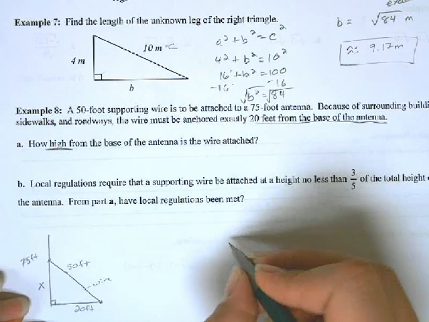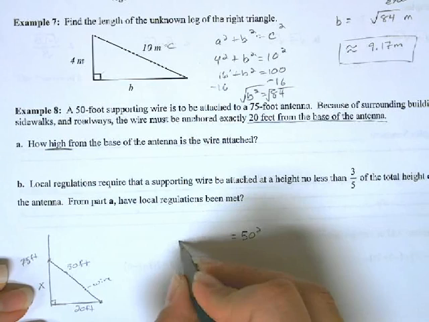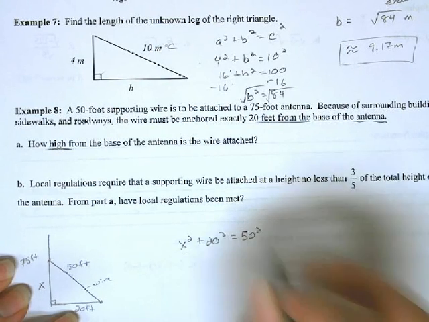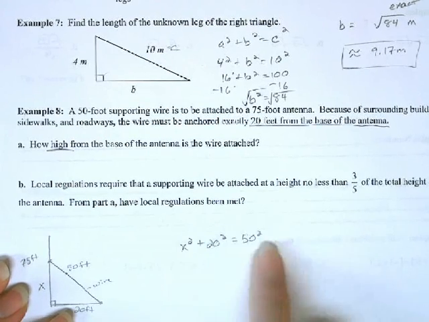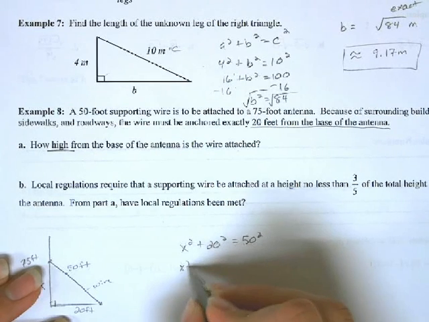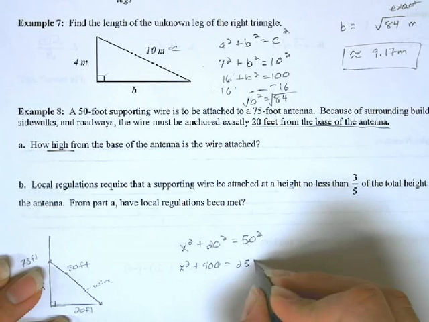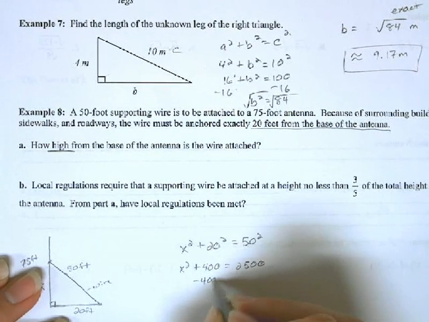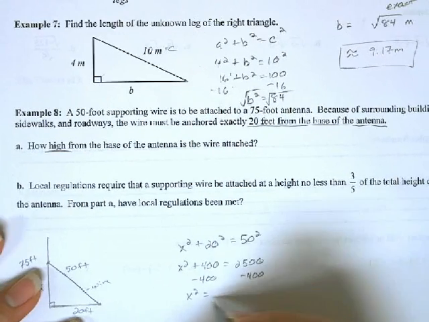So I know it's going to be equal to 50 squared. Then I've got x squared plus 20 squared equal to 50 squared. The 50 is not allowed to be anywhere else. It has to be equal to 50 squared because that's my hypotenuse. So x squared plus 400 is equal to 2500. That's just squaring the 20 and the 50. Subtract that 400 over, and x squared is equal to 2100.